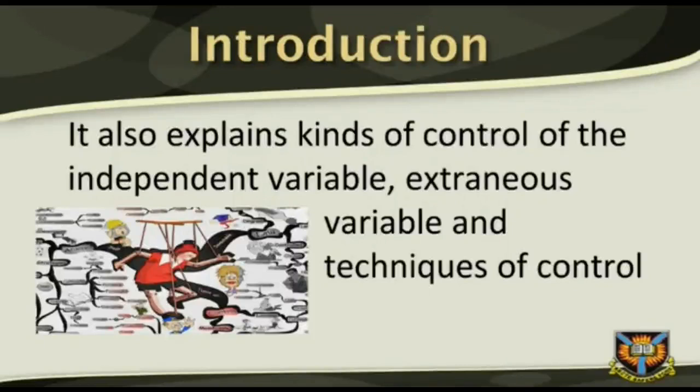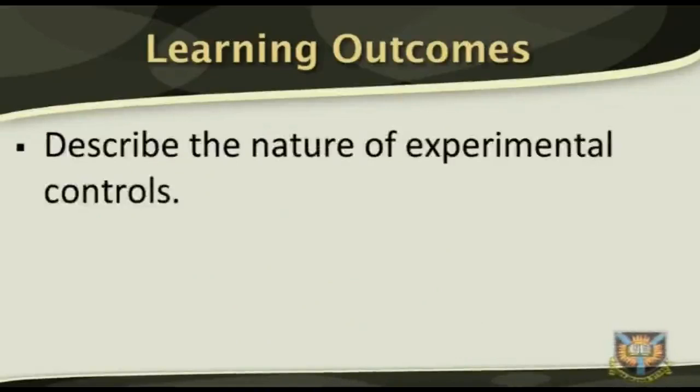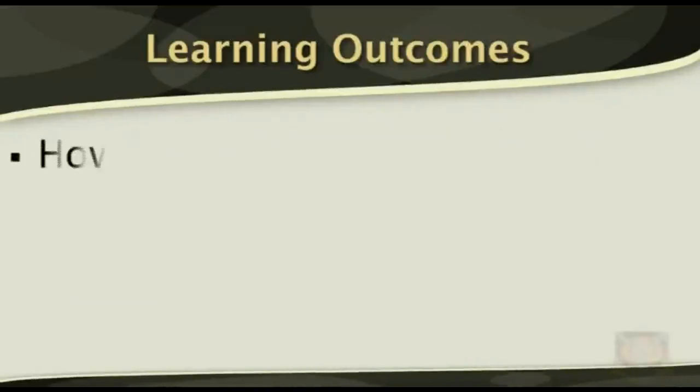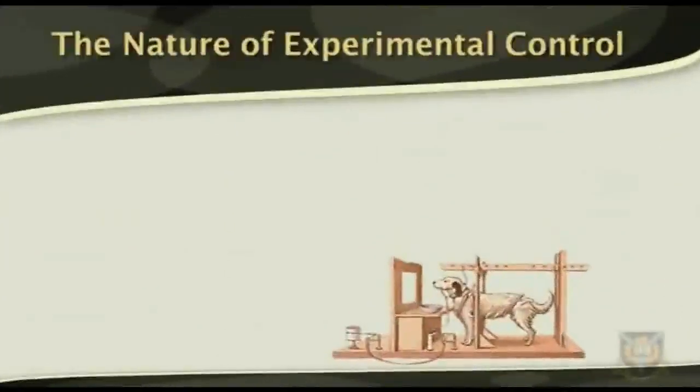At the end of this session, you should be able to: 1. Describe the nature of experimental controls. 2. Control the independent variables. 3. Control extraneous variables in research. The nature of experimental control.